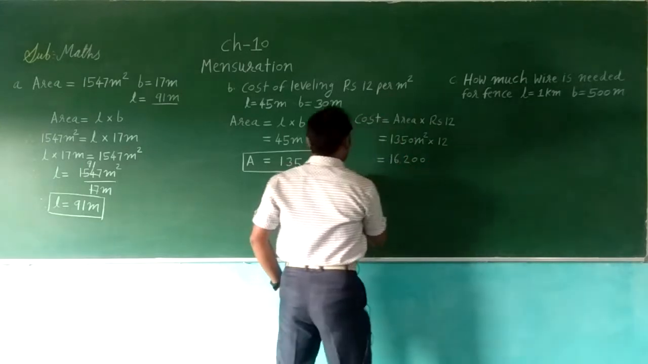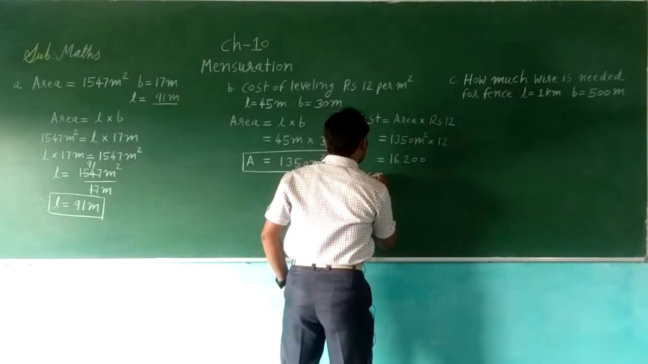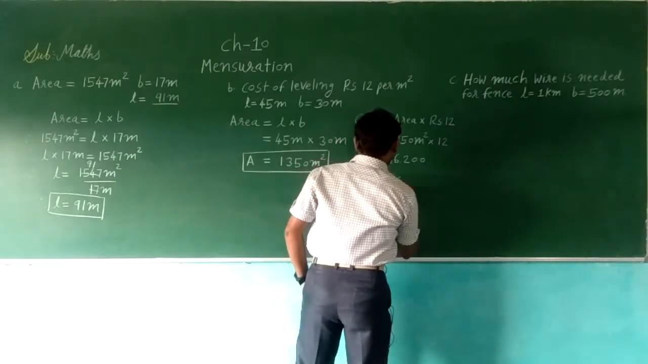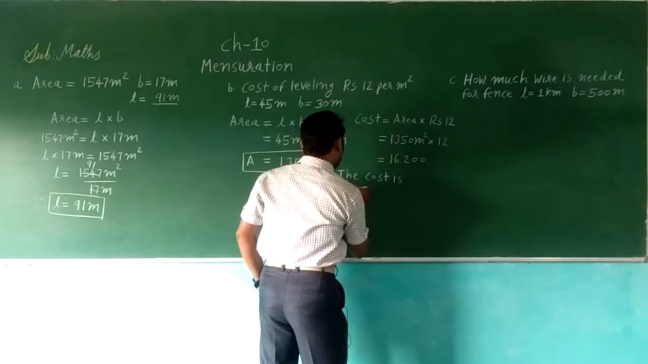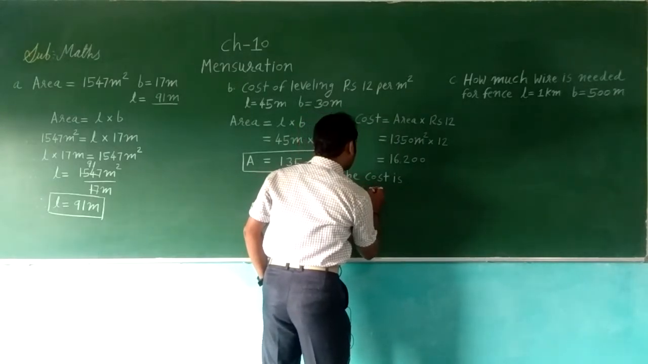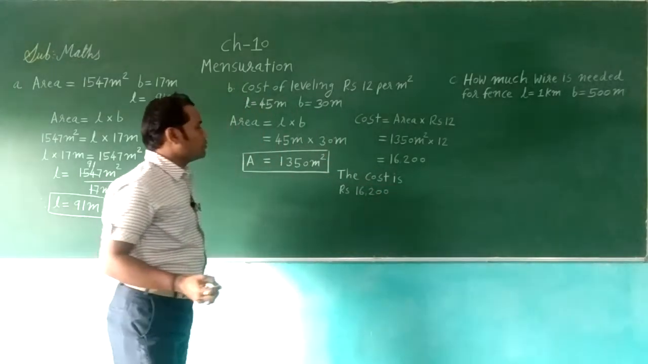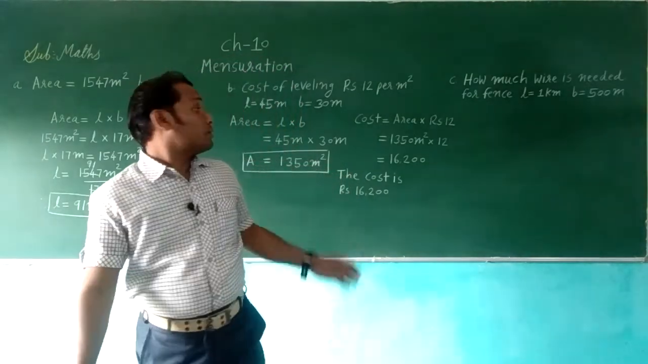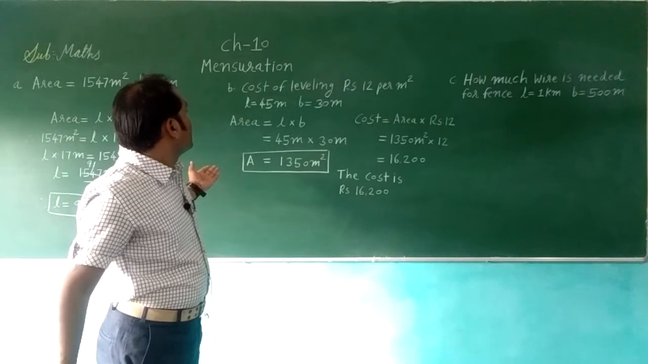16,200. So the cost is rupees 16,200. The cost is rupees 16,200. So this way we can find very easily the answer of the sum.